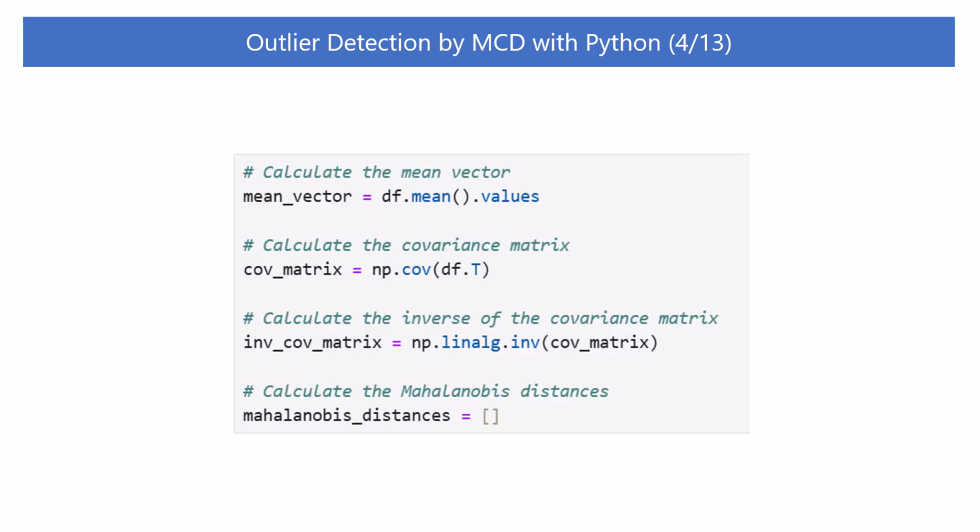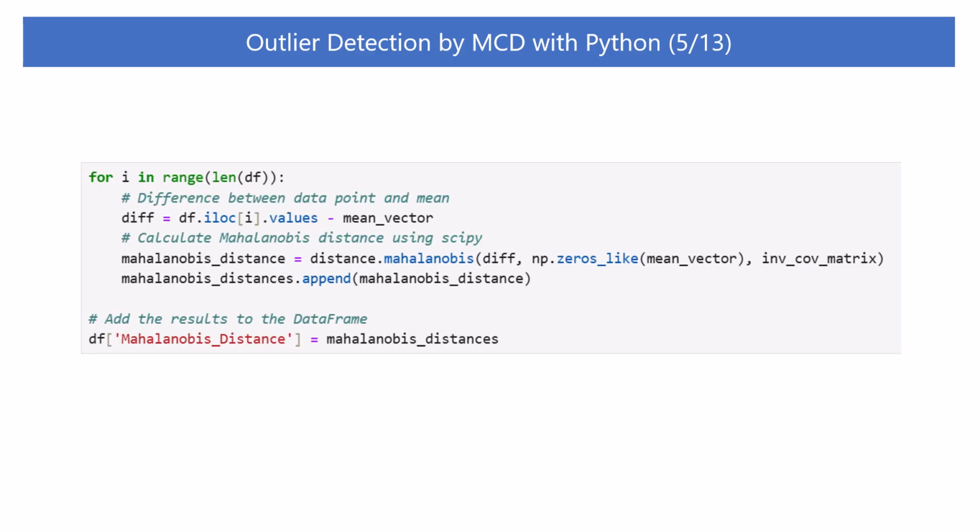First, let's detect outliers using the Mahalanobis distance calculated based on an ordinary covariance matrix without using MCD. I will implement this in the same way as in the previous section. I will not repeat the detailed explanation here. So, if you have not yet seen the previous section, please watch the video of the previous section.